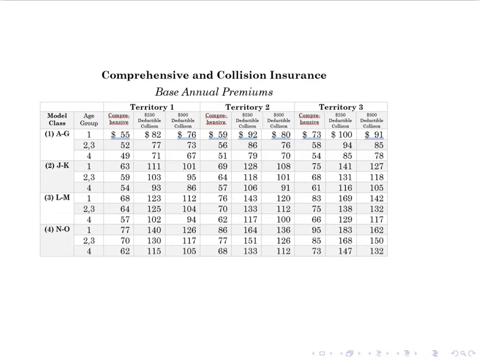The last one is covering your car. If you cause an accident, the things that you hit are covered under property. The thing you used to cause the accident, your car, your truck, your SUV, is covered under collision insurance.